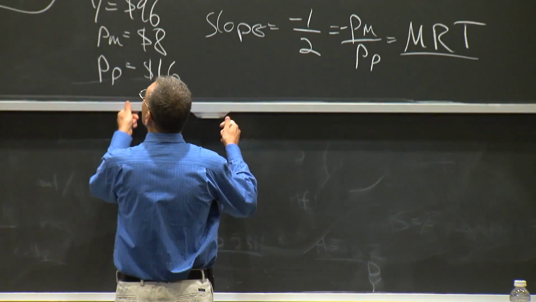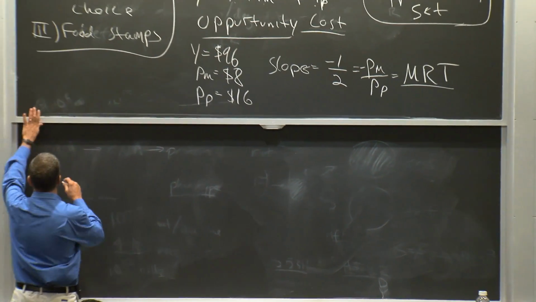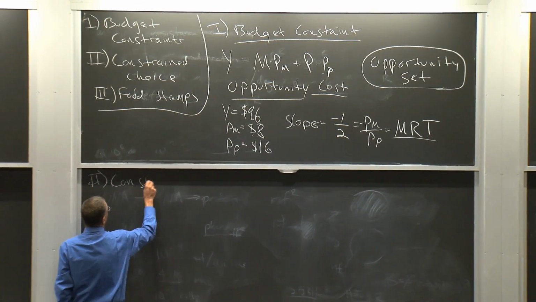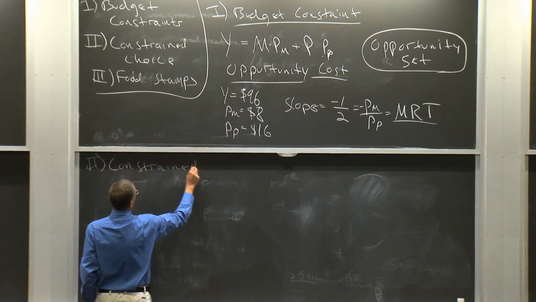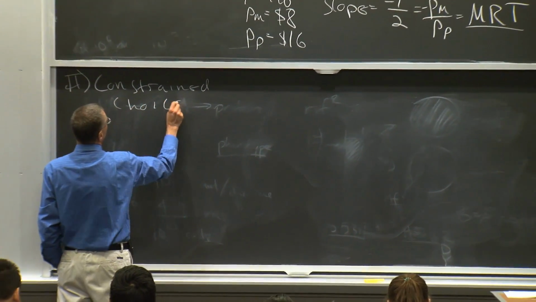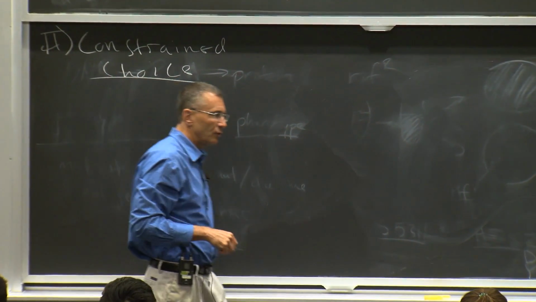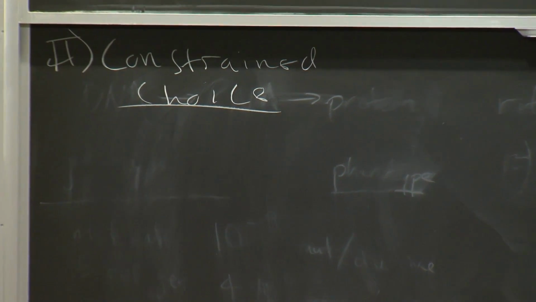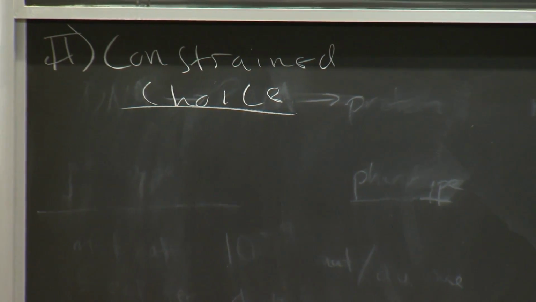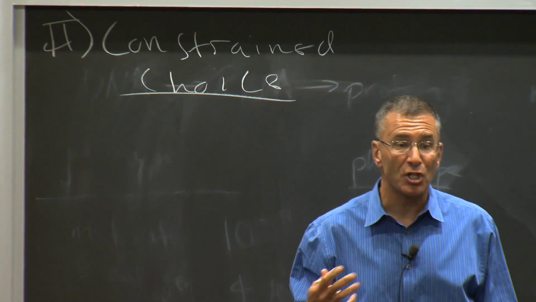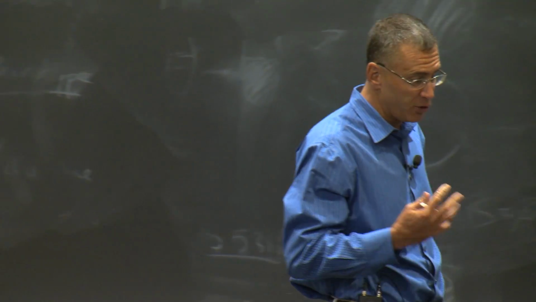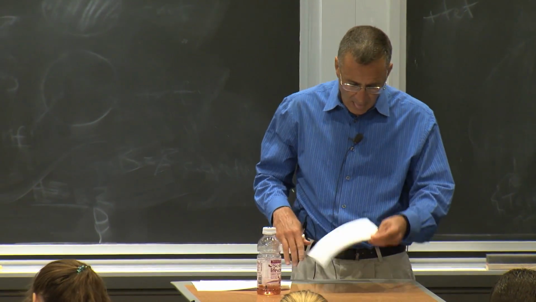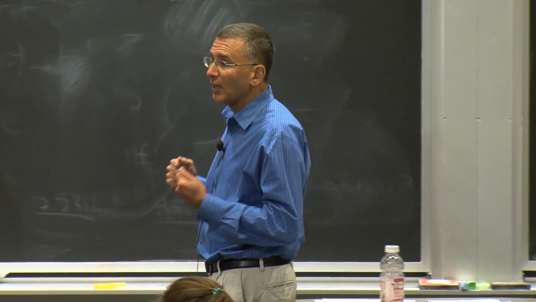Now let's come to where this gets interesting, which is talking about constrained choice. Constrained choice is the fact that now we're going to put together your desired mix of pizza and movies with your budget, with the budget constraint, which tells you what we can really afford in terms of pizza and movies. And how are we going to do that? Well, let's go back to last lecture.